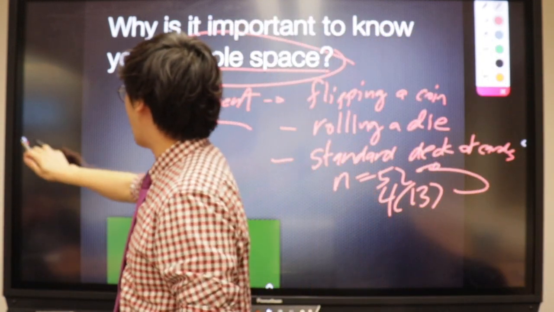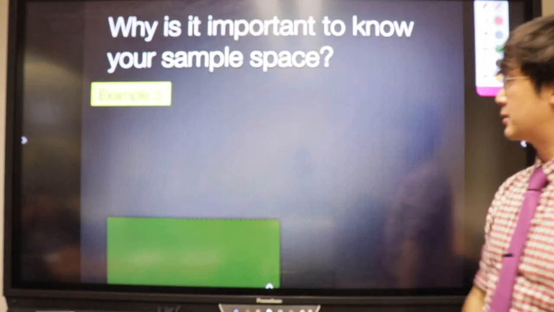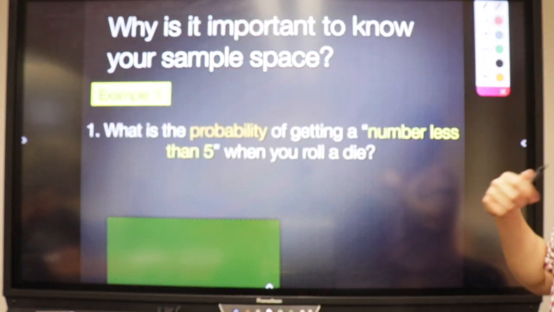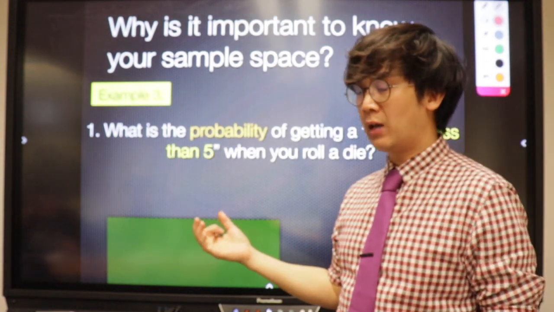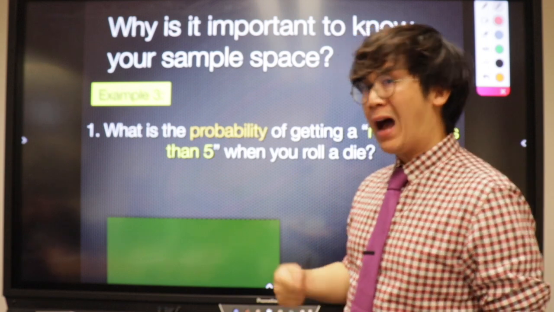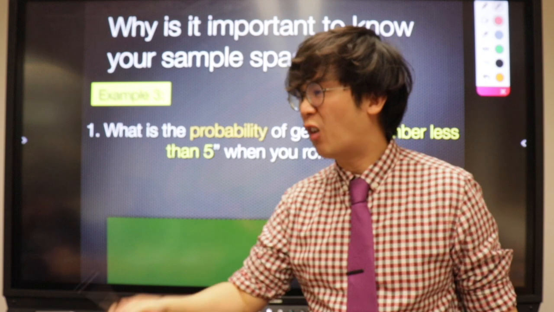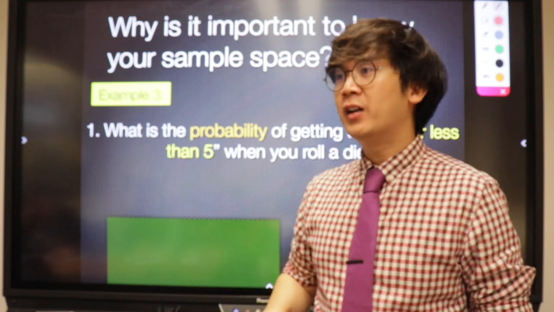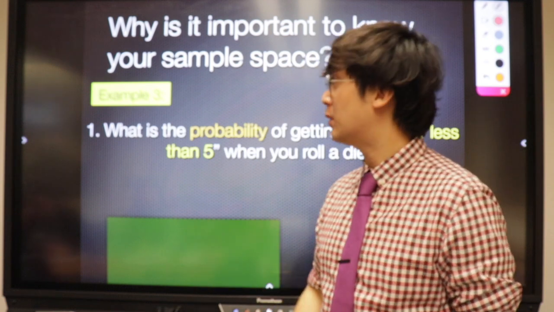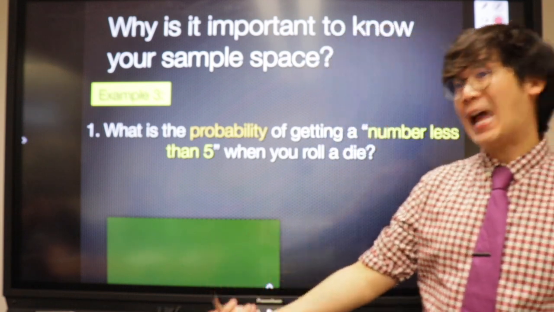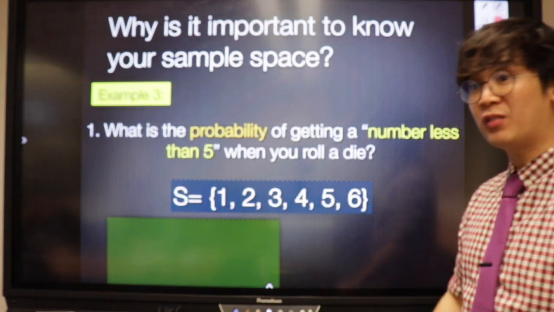So let's try answering some probability questions involving sample space. For example, we're going to find the probability of getting a number less than 5 when we roll a single die. Our experiment is rolling a die, and our event is a die showing a number less than 5. This is an example of classical probability because it involves sample space. Answering this will be simple if you know your sample space, which is 1, 2, 3, 4, 5, 6.